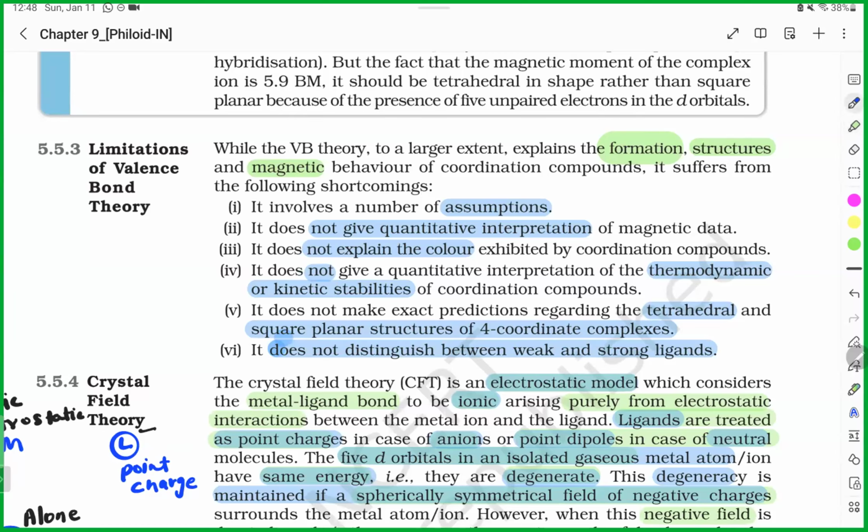Though based on the idea of the crystal field, all of us know that fluorine, chlorine, bromine, iodine are weak ligands. Then carbonyl, cyanide, ammonia, C2O4 2 negative, these are strong ligands. We know this from the crystal field theory. But even if anybody starts from scratch, they will ask only one question: sir, how will we get to know whether it is a strong ligand or weak ligand, right? You get this question. So this is not explained by the valence bond theory.